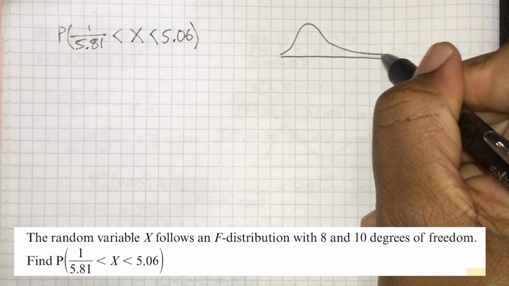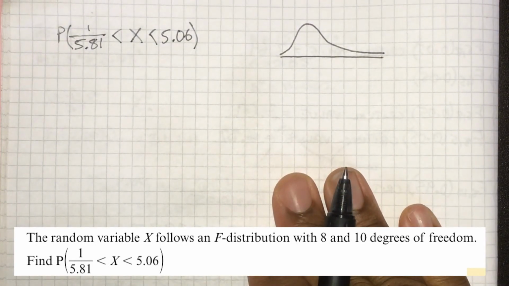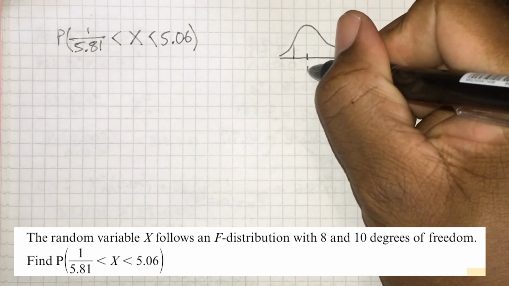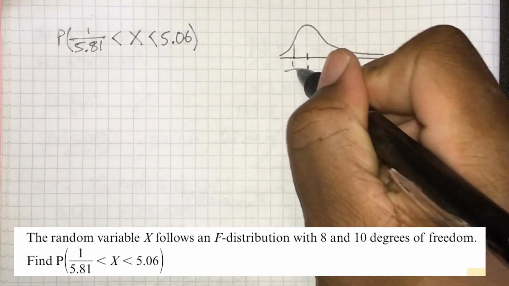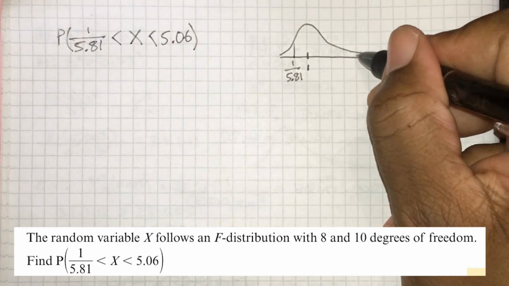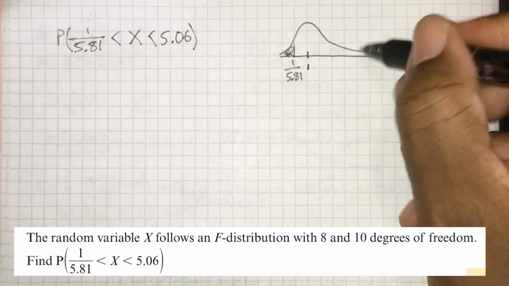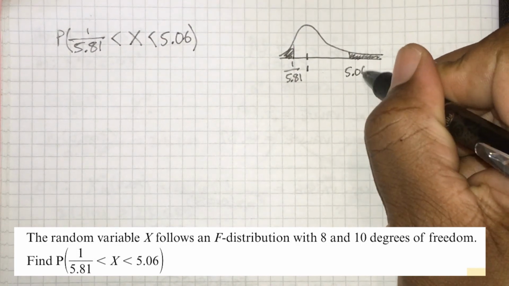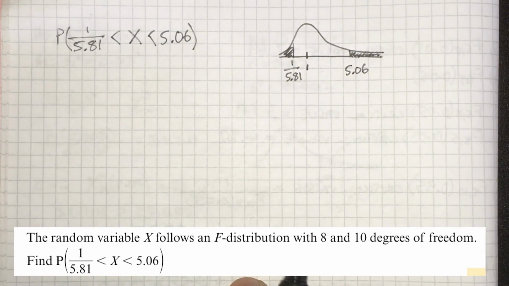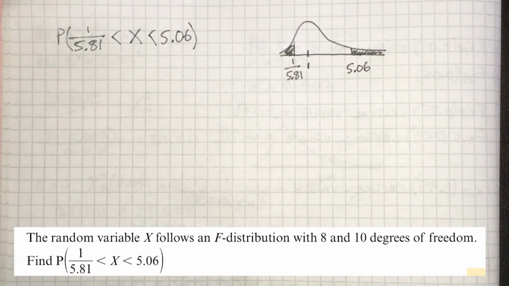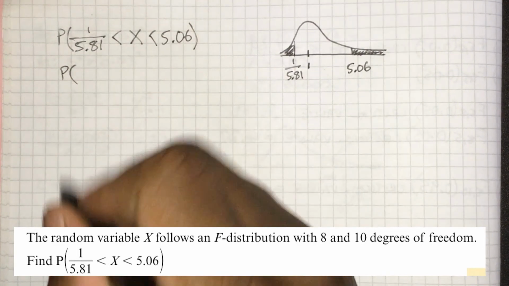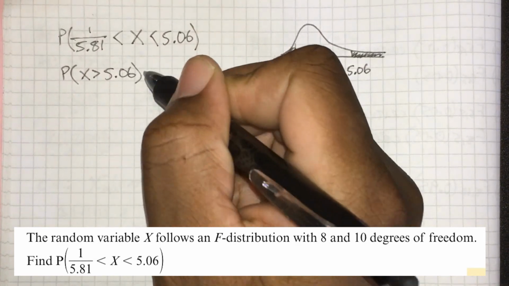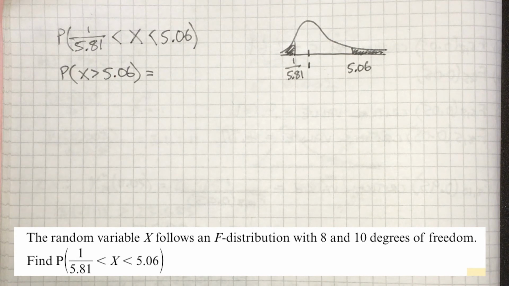Okay, so as soon as we've got this, I want to have a diagram that's really representing what's happening in this question. As usual, I know where to place 1, which means that 1 over 5.81 must be over here to the left. I want to know what percentage is in this shaded area. What percentage is less than 1 over 5.81? Similarly, I want to know what percentage is above 5.06. If I know those two values, I can quite easily tell what's going on in between. Okay, so let's start with the area above 5.06.